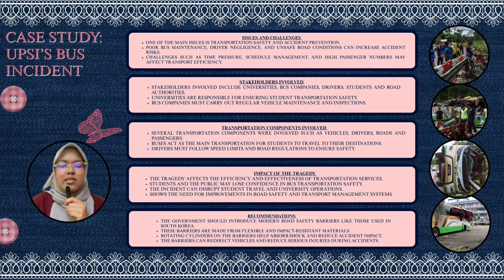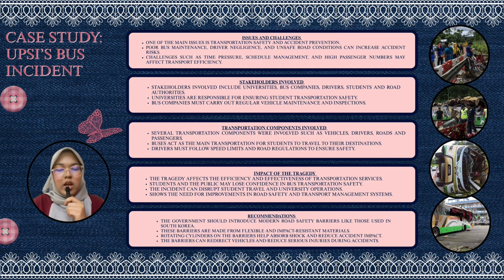There are also several stakeholders involved, including the university, bus companies, drivers, students, GPG, and the police. Each party has its own responsibility to ensure transportation safety. For example, bus companies must carry out regular maintenance to ensure there are no faults. One of the issues cited in this tragedy is transportation safety. Bus maintenance, driver negligence, and road conditions can all contribute to accidents.